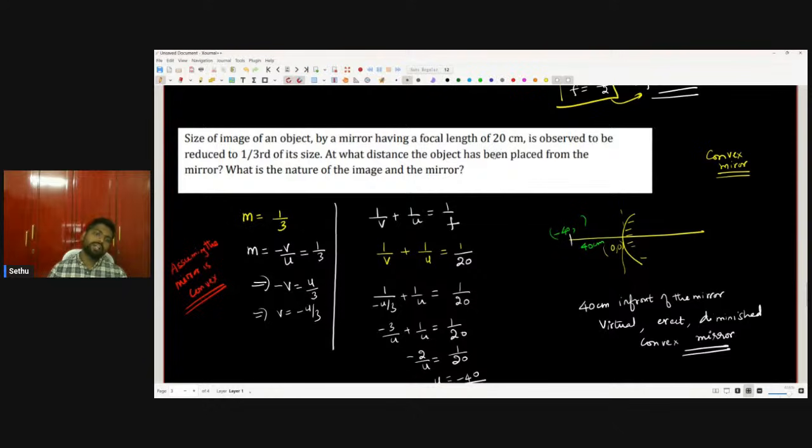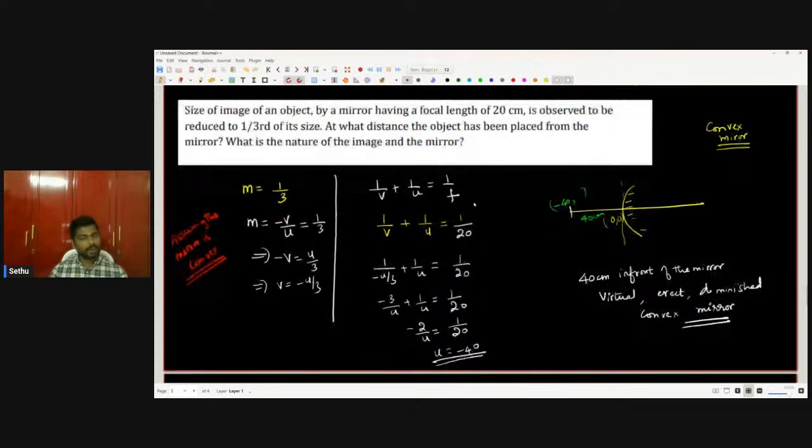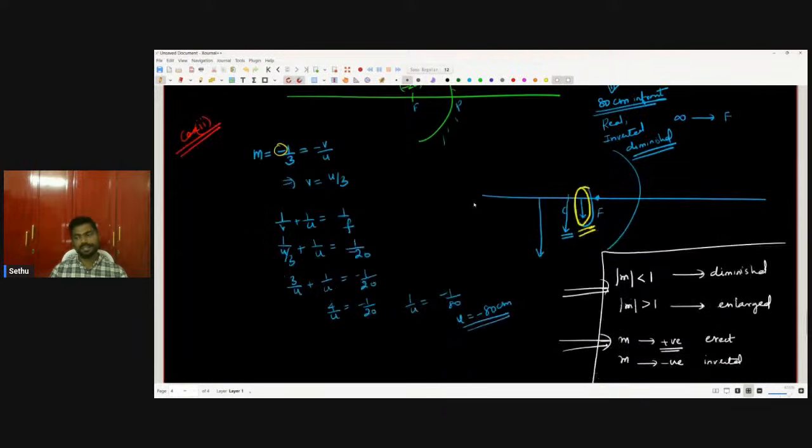Because a concave mirror can have a certain focal length, the magnification can be 1/3. For a convex mirror also it's possible. The only difference is, for a concave mirror, it is going to be diminished when the image is real. For the convex mirror, it is going to be diminished when the image is virtual. That's the only difference. Think about it, absorb it, take your time and let me know if this is clear. We'll move on.